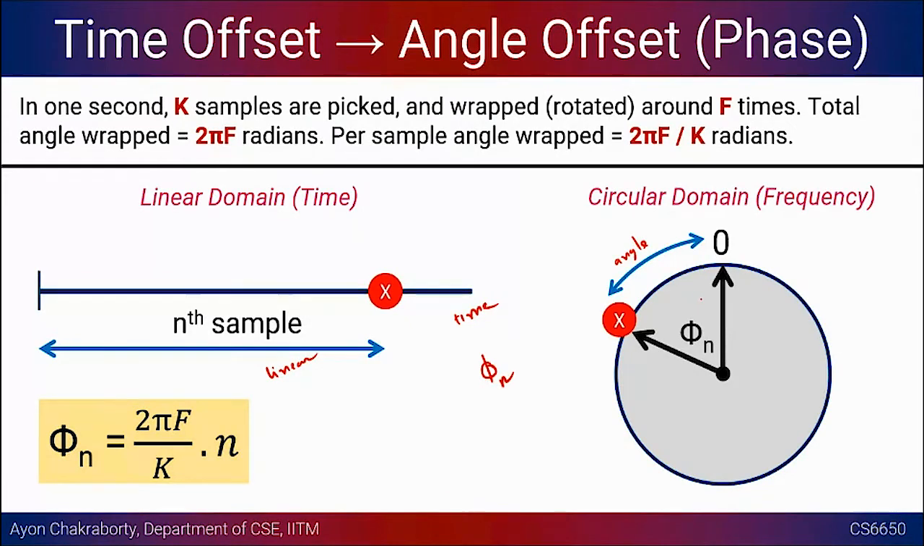This phi n value could be very large, because we are talking about f rotations, right? F could be itself, let's say 5 or 10 or 15 or 20, right? Even kilohertz, right? It could go to 20,000 times per second. So this is just for visual clarity. I have drawn it like this.